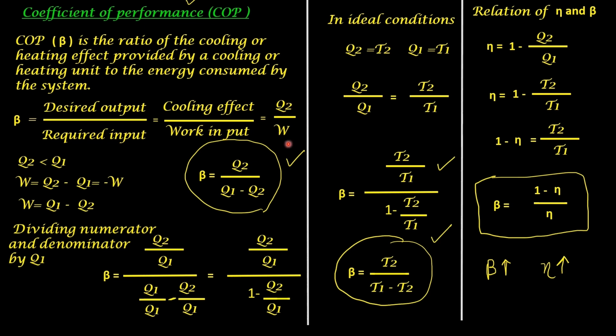So Q2 upon W cannot be infinity. But from this equation, beta is equal to T2 by T1 minus T2. T2 is a bigger quantity and T1 minus T2 is a smaller quantity. So beta will be definitely more than 1. That is greater than 100%, not infinity. Because W is not equal to 0. You can note a difference from heat engine, not heat pump, heat engine. In the case of heat engine, efficiency is less than 1. It is not 100%.